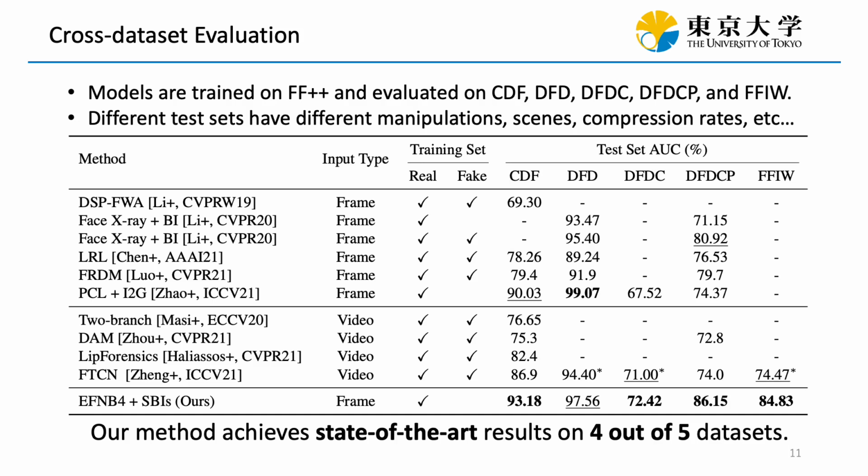We leveraged the standard cross-dataset evaluation protocol to evaluate model generality to unseen domains. In the protocol, models are trained on the FaceForensics++ dataset and evaluated on other deepfake datasets. We used 5 datasets that have different manipulations, scenes, or compression rates. Our method achieves state-of-the-art cross-dataset results on 4 out of 5 datasets.